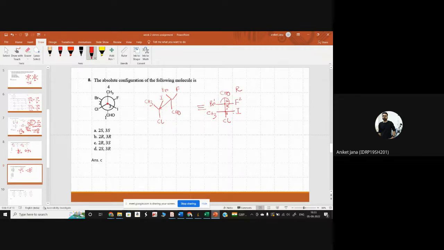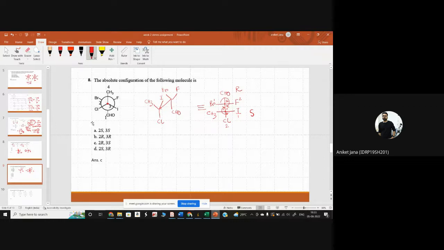And in the case of this carbon, which one is of the highest priority? Iodine, then chlorine, then carbon 2. And which configuration is this? S. Why so? As the CH3, the lowest priority group, is in the horizontal plane, absolutely. So is this clear to everybody, how to assign R or S configuration to a stereo center? Yes, sir.